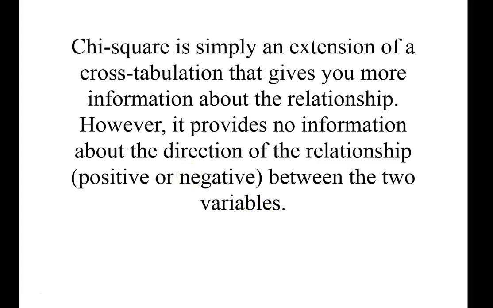So chi-square is simply an addition to the cross-tabulation, and it will give us more information about the relationship. Remember I brought up that you're going to see a chi-square number, a result, but that doesn't mean anything if you don't know the criterion chi-square statistic. It also does not provide any information about the direction of the relationship between the two. You'll understand that more when we do an exercise in a few minutes. It doesn't tell us whether it's a positive or negative relationship, meaning does one go up and the other go up, or does one go up and the other go down?